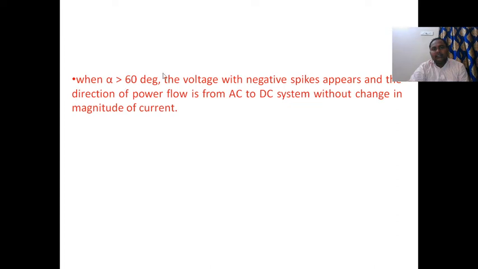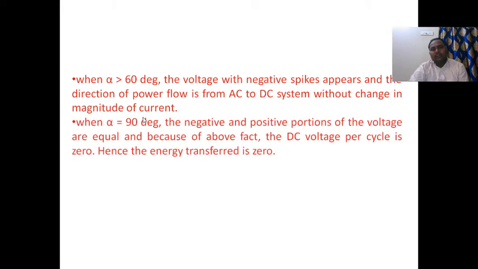When alpha is greater than 60 degrees, the voltage with negative spikes appears, and the direction of power flow is from AC to DC system without change in magnitude of current. When alpha is equal to 90 degrees, the negative and positive portions of the voltage are equal. This is very important. Whenever alpha is equal to 90, the negative and positive portions of the voltage are equal, and because of this, the DC voltage per cycle is 0. Hence, the energy transferred is 0. So the converter neither acts as a rectifier nor as an inverter.